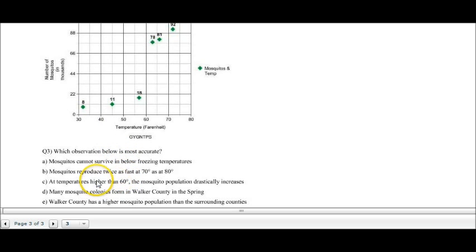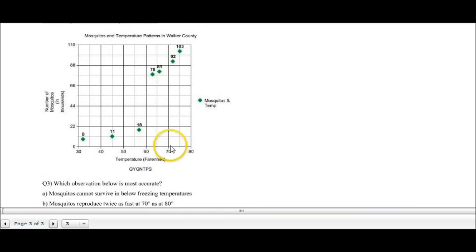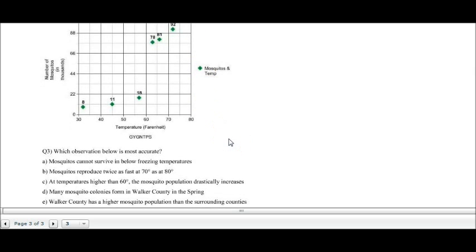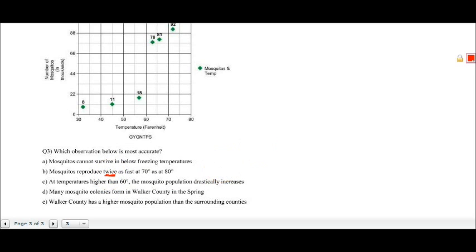Now B, mosquitoes reproduce twice as fast at 70 degrees as 80. So let's look at 70 degrees. There's somewhere around 90 mosquitoes. And then here, 80 degrees, there's probably going to be around 100 mosquitoes. That's an increase, but it's not twice here. And so we see the word twice being used there. So we can say that that's not most accurate.